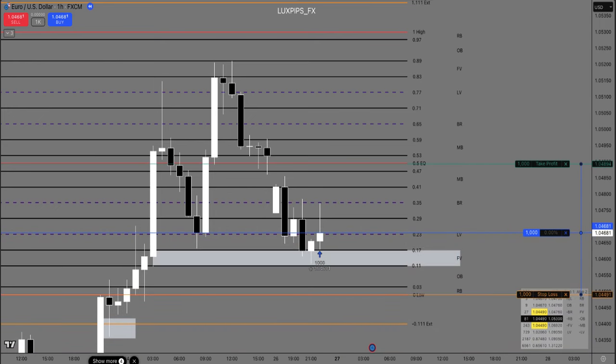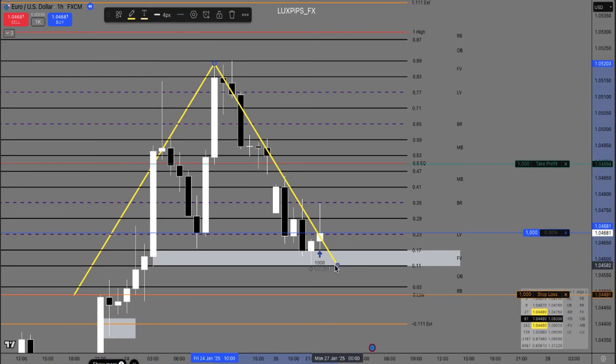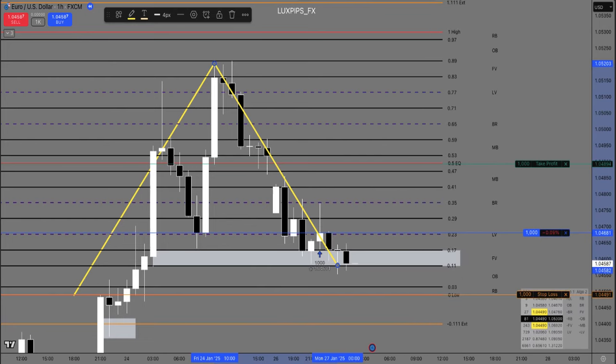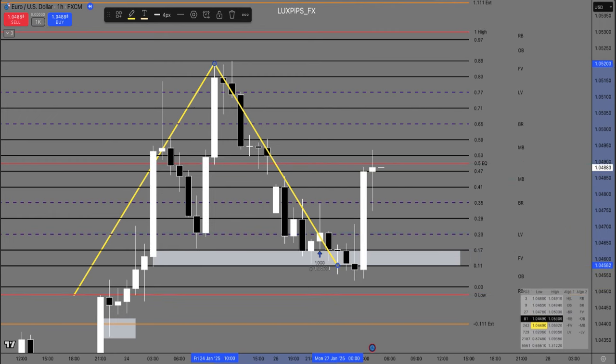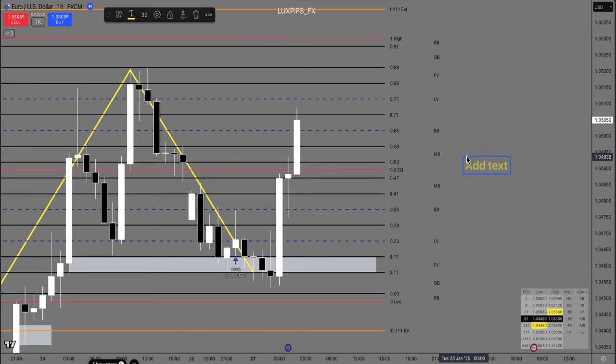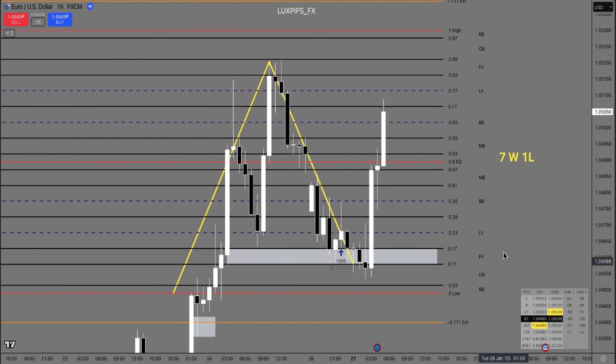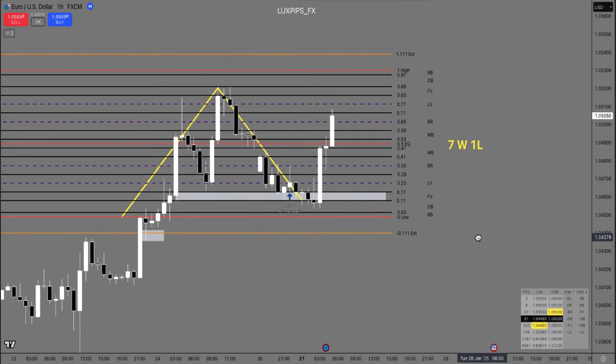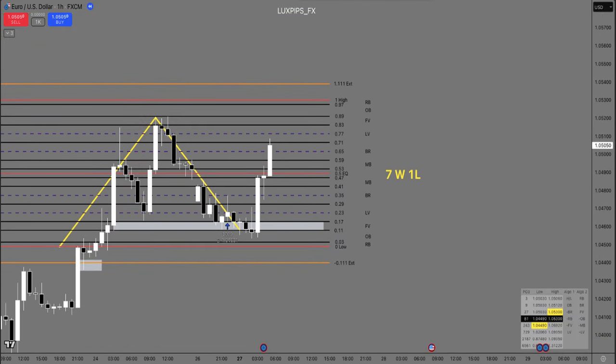Looks like a nice Algo 2 trade right here. Something like this. And see what happens. All right, there we go. So 7 wins and 1 loss. Now 1 loss was too eager. So let's continue on.